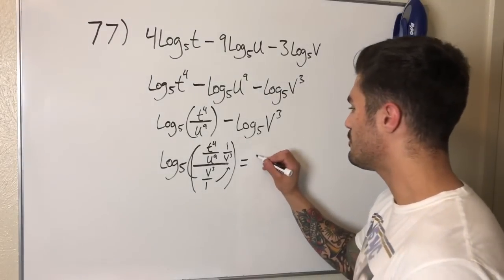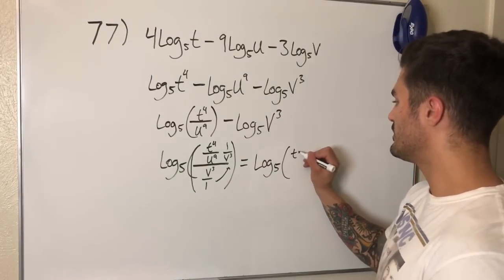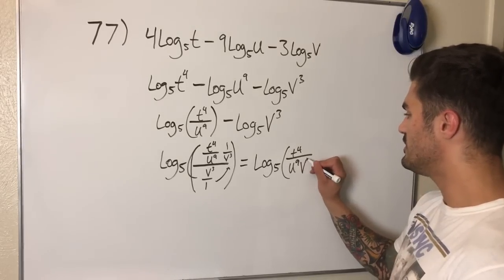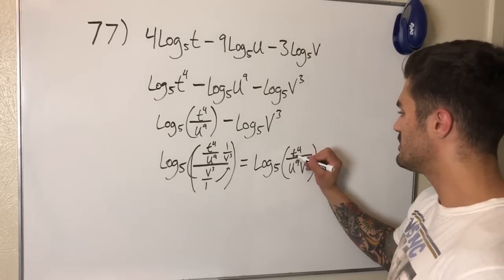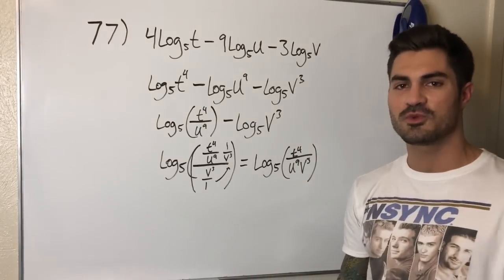It's up to you. So my final form will be log base 5 of t to the 4th on top, and on the bottom is u to the 9th v cubed. And that's it. We have fully condensed this logarithmic expression.